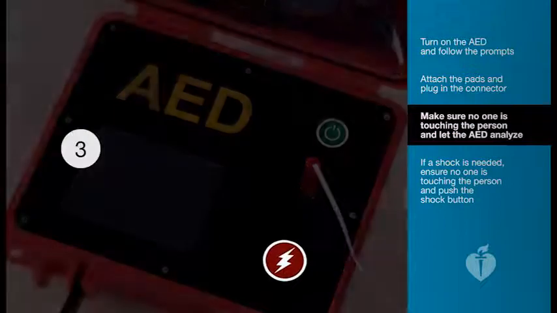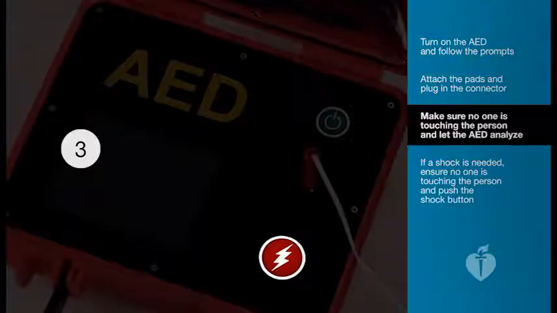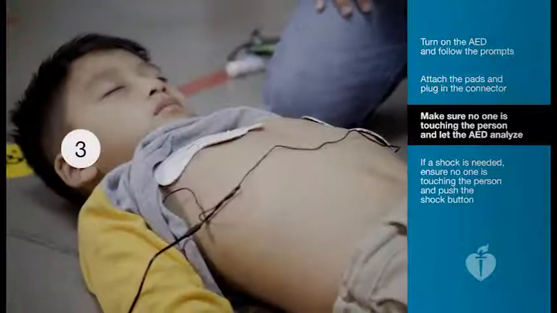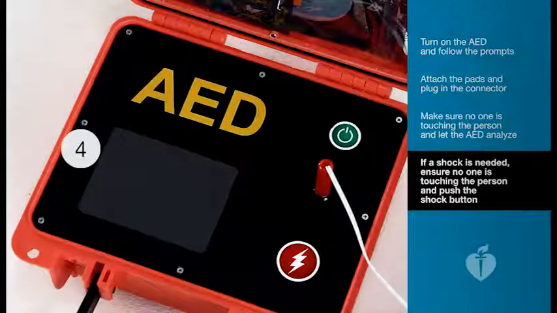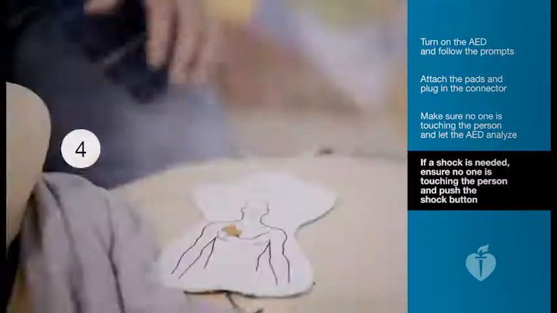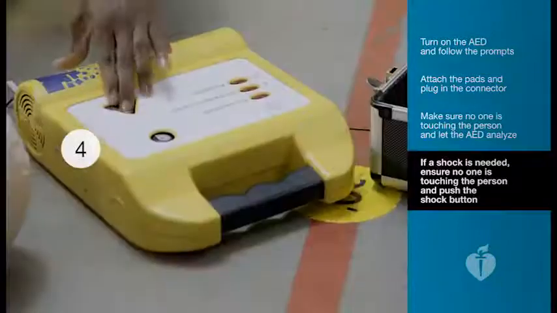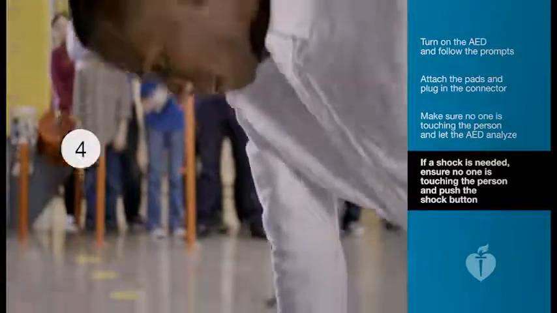The AED will analyze if the child needs a shock and will immediately give one or tell you when to give one. Make sure no one is touching the child and let the AED analyze. If the AED recommends a shock, it will tell you to stay clear of the child. Loudly call out, "Clear!" Look to be sure no one is touching the child just before you press the shock button. As soon as the AED gives the shock, immediately resume chest compressions.